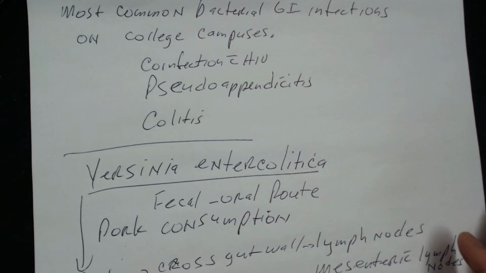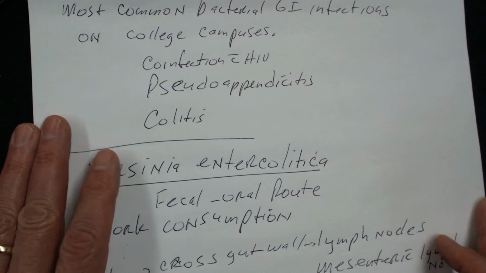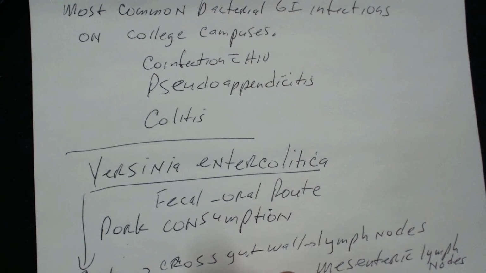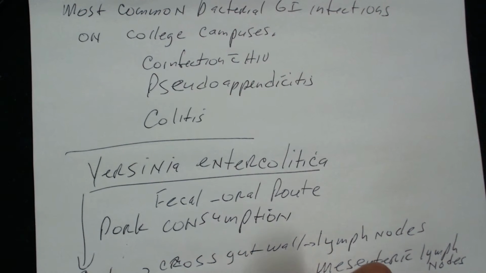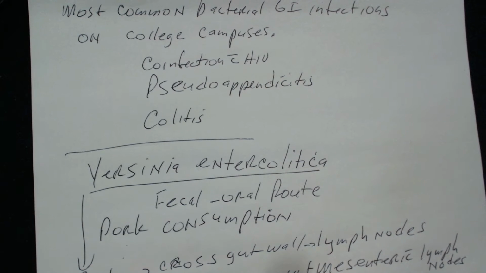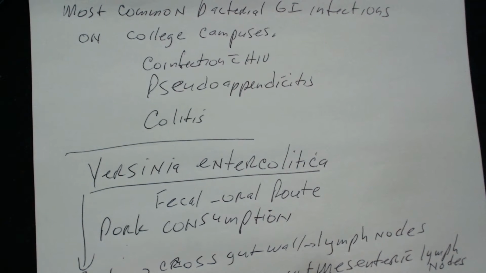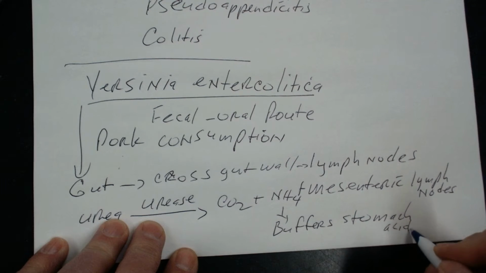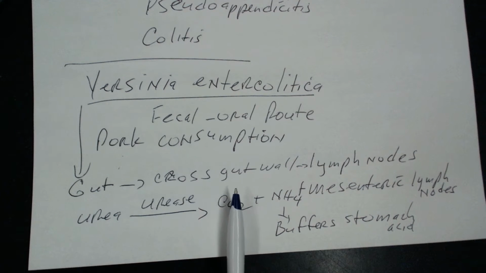So the bacterium can withstand the stomach acid because it has a urease. That urease will take urea and convert it into carbon dioxide and ammonium. And this buffers the acid of the stomach. There's another organism that uses this trick as well.